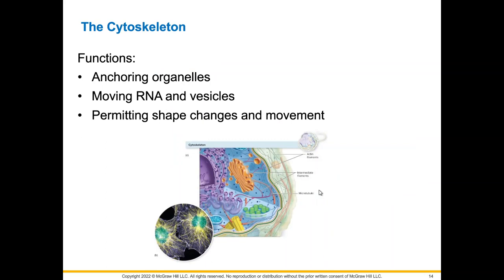Next, the cytoskeleton. The cytoskeleton has a few different functions. It helps to anchor organelles. It aids in moving RNA in the cell as well as vesicles, and it permits shape changes. So you can almost think about it like literally the cell's skeleton, if you will, because just like our skeleton helps us maintain our shape, so does the cytoskeleton for the cell.